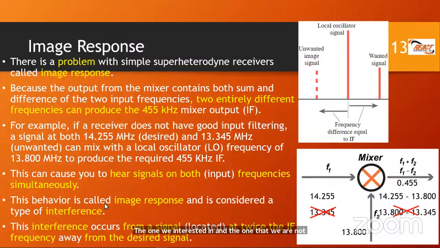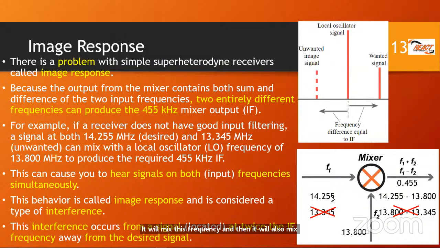That behavior is called image response, and it's considered a type of interference because I'm not interested in receiving the other frequency. So we have to design circuitry to filter out this frequency from mixing inside of here. If it only came in here, the mixer will dutifully do what it's supposed to do: it will mix this frequency, and then it will also mix this one, 14.255, and we end up with an IF of 455 kilohertz that combines.